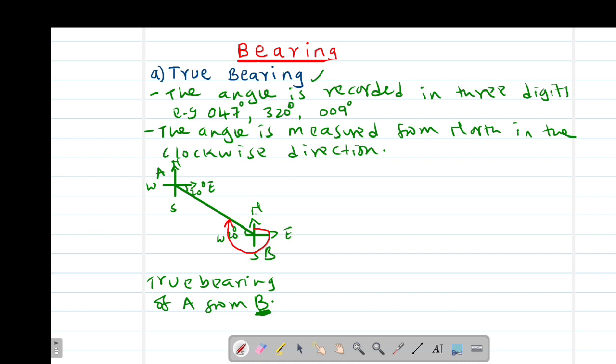So of course, if this is 0, this one is usually 90 degrees, then this is 180 degrees, then this is 270 degrees. Therefore, the whole of this angle will be 270 plus 20 degrees, which is going to give you 290 degrees. Therefore, the true bearing of point A from B will be 290 degrees. Remember, this is already in 3 digits. That is why we don't need to add any zeros on it.